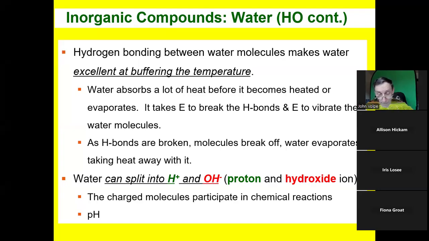And therefore, the cup of water will rise less in temperature than the cup of oil. And then let's look at this cup of liquid water.